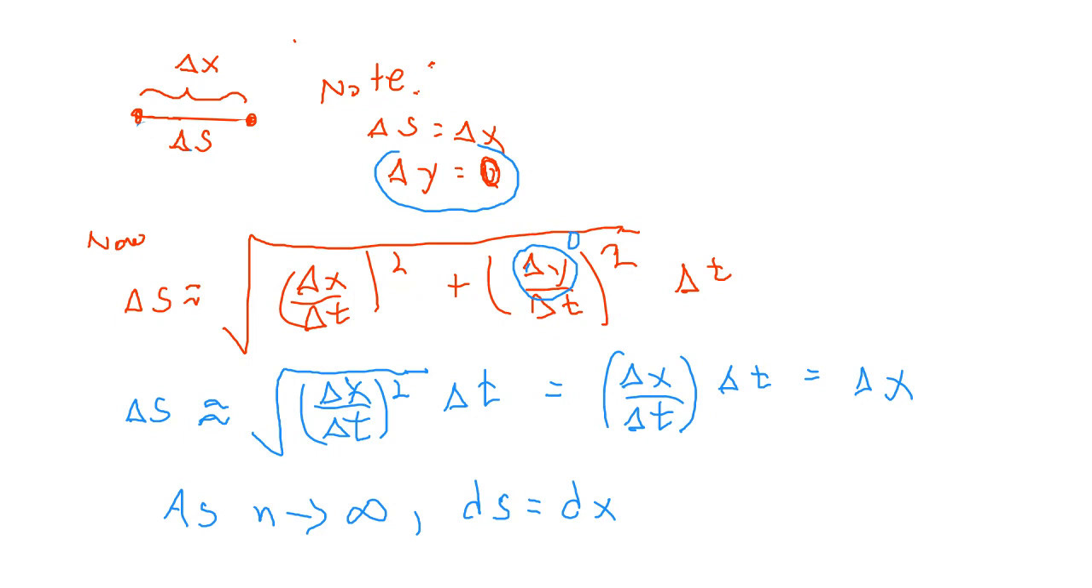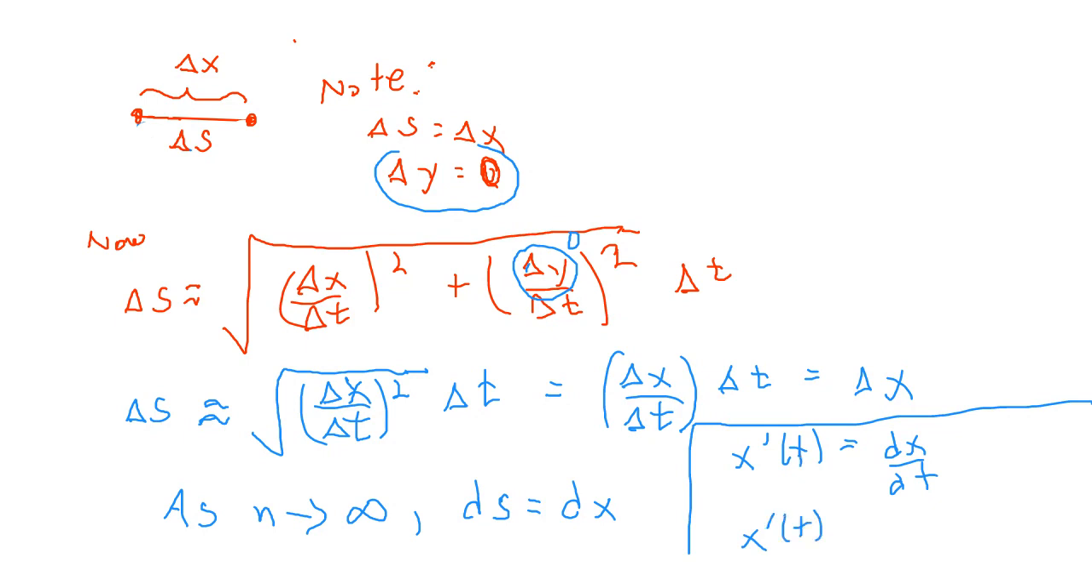And also, I'll note that x prime of t is equal to dx dt. So x prime of t times dt will equal dx. Okay, so this result here is going to be important.